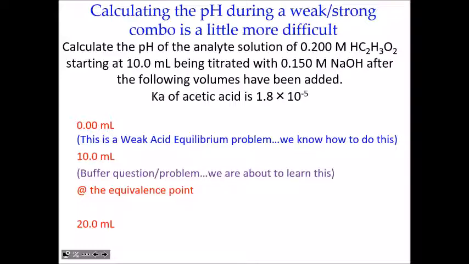At the equivalence point, what you got to remember is that all of the acid has been neutralized by the base.